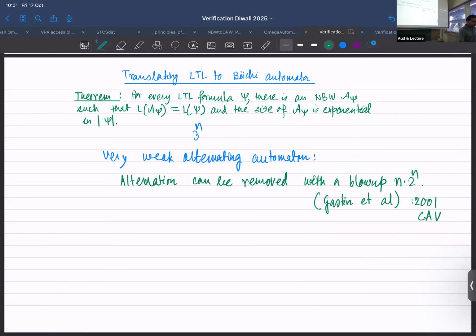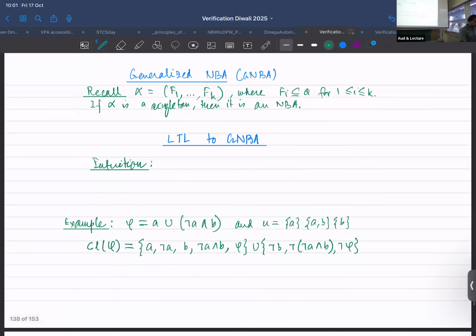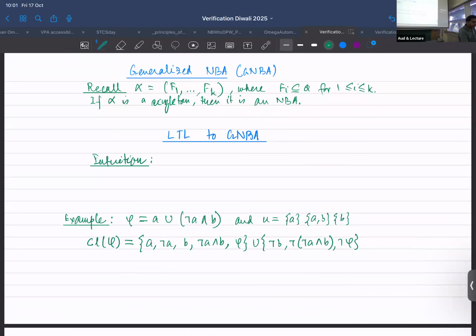Okay, now what we are going to do is the other translation, which is very well known. It's called the Vardi-Wolper construction, which, given an LTL formula, directly translates it to an NBW. In fact, what it does is it will construct a GNBW.